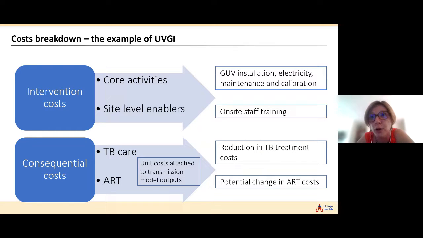And then consequential costs of the intervention would be the reduction in TB treatment costs and ART costs, if applicable, that are realized thanks to transmission reduction. So these were estimated using the mathematical model.